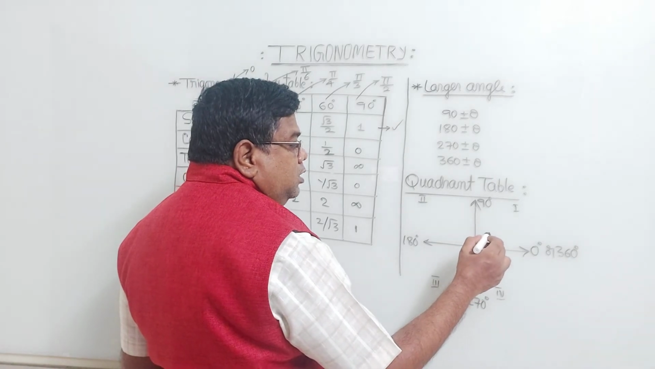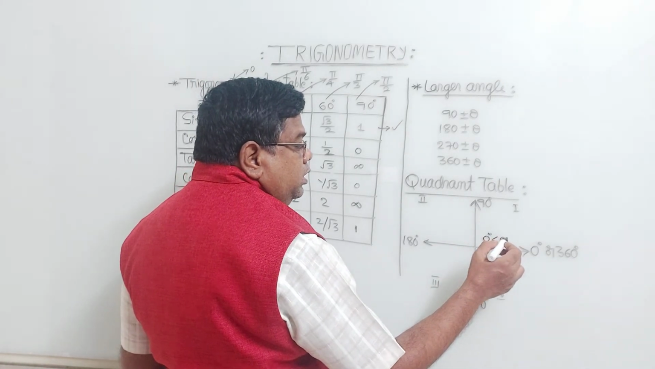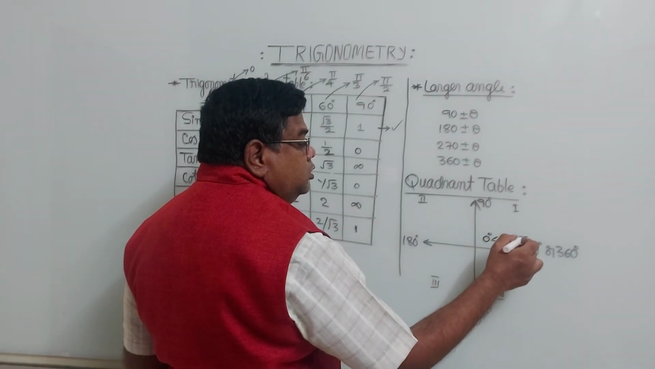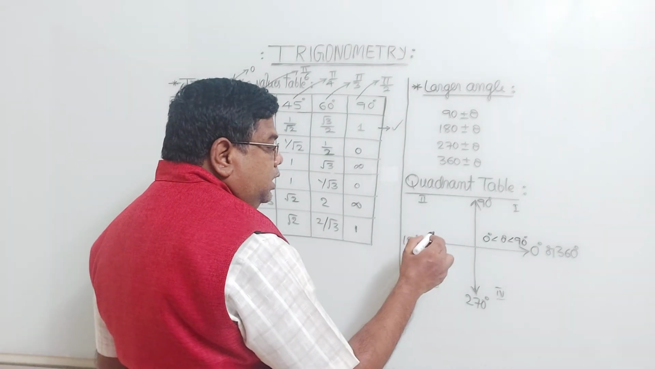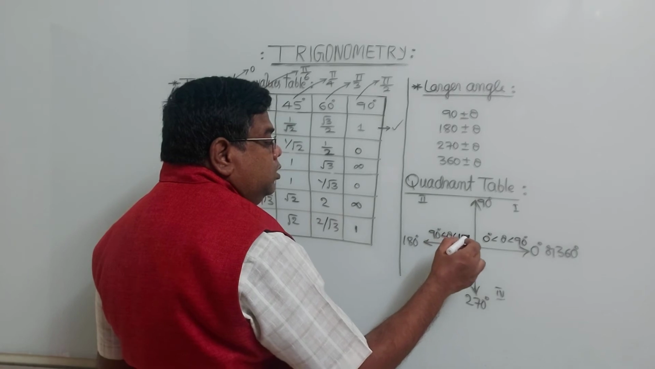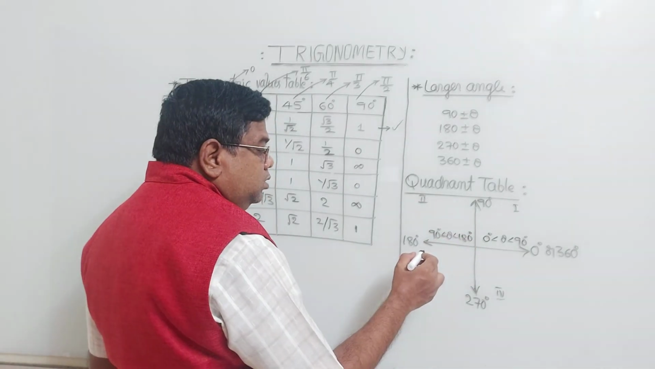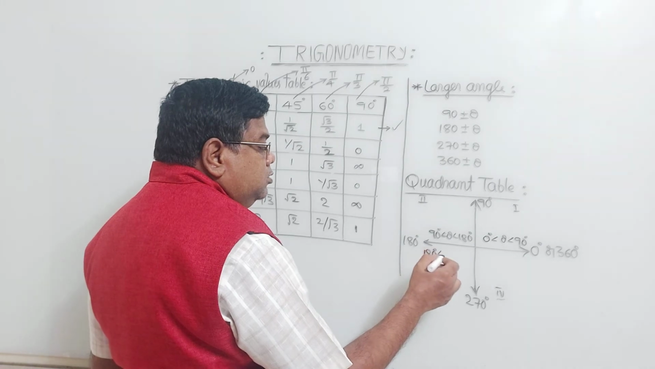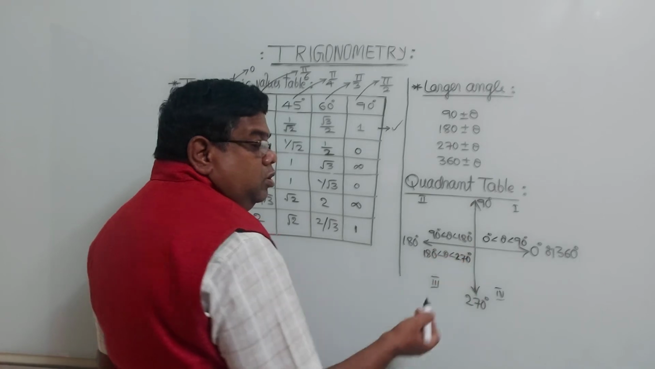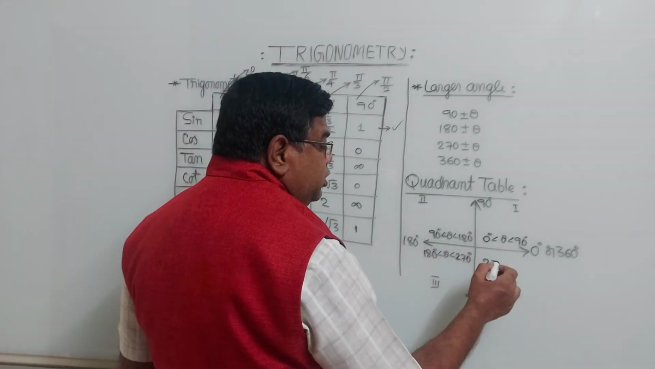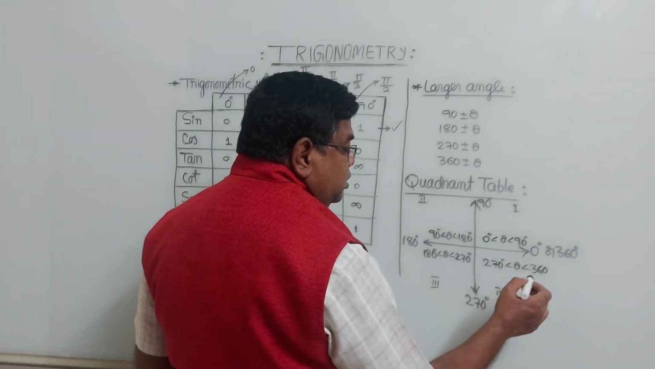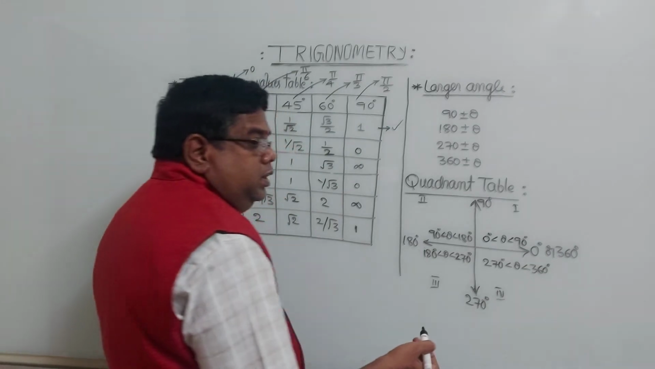In the first quadrant, theta is greater than 0 and less than 90 degrees. Greater than 90 and less than 180 is the second quadrant. Third quadrant is greater than 180 degrees and less than 270 degrees. Fourth quadrant is greater than 270 degrees and less than 360 degrees.